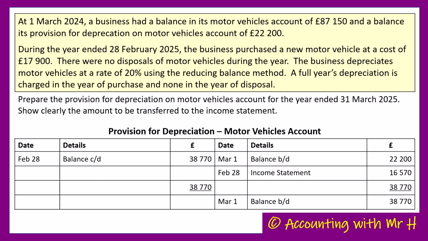But then because it's reducing balance, I need the net book value. So I need to take away the existing depreciation of 22,200. So cost 105,050, take away 22,200, gives me a net book value of 82,850. And we want to depreciate it at 20%, which gives us the 16,570. And then balance it off and we can see the new total balance, 38,770.